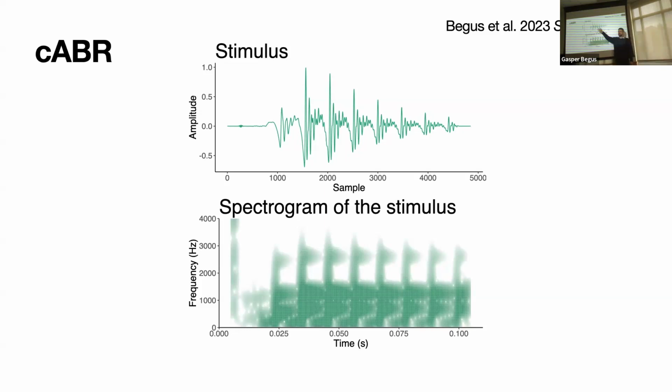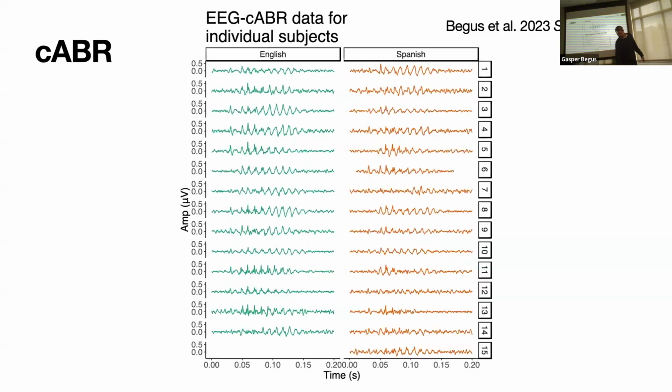So this is the syllable ba, and she sends this to 15 Spanish and English monolingual speakers in a complex auditory brainstem response. And you can see this is the brain response to the vowel ba of each individual. It's EEG, yeah. They only need four electrodes, but an extremely high sampling rate. So you're catching the high frequency signal as it's passing through the brainstem. The idea is that it's so early that the cortex is not processing it yet.